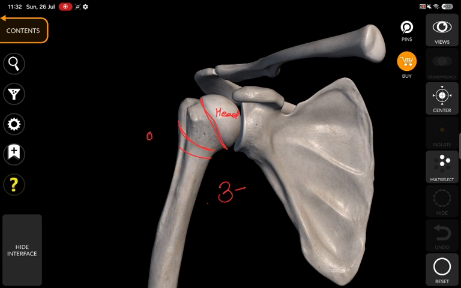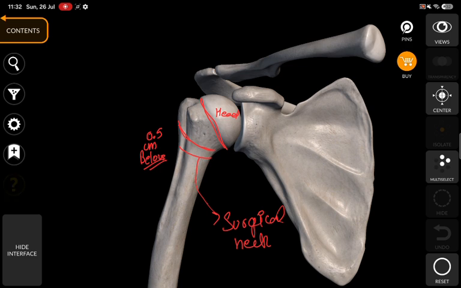Now 0.5 centimeter below this morphological neck is the surgical neck. The surgical neck has its own importance because this site is the commonest site where fractures usually occur. Because of the fracture at this neck, it leads to injury of the structures surrounding it. So it's also a very important viva question.